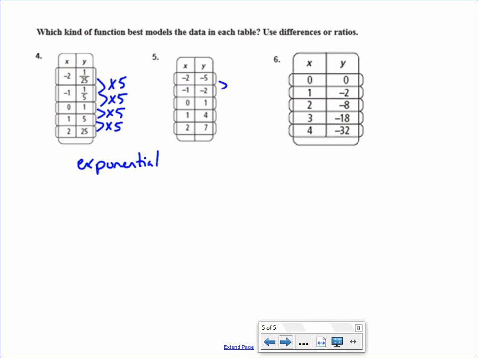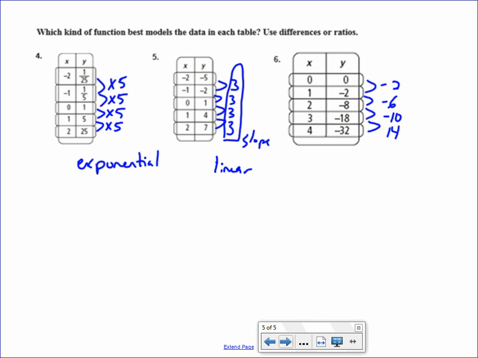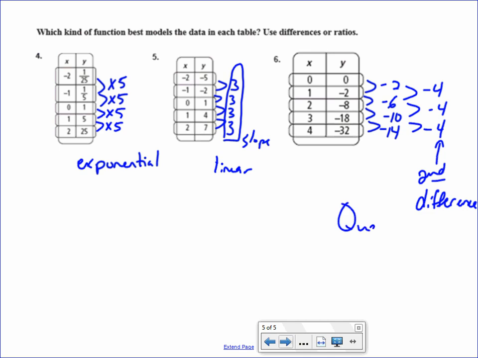Okay, for this one, I go up by 3. I go up by 3. So our first difference is all 3. So we'd say here that this is linear. And just so you know, these 3's represent our slope on the linear. Now on this one, I went down 2, I went down 6, I went down 10, I went down 14. My first difference was not the same. Looking at my second difference, I go down 4, I go down 4, I go down 4. So the second difference is constant. So this right here is a quadratic.